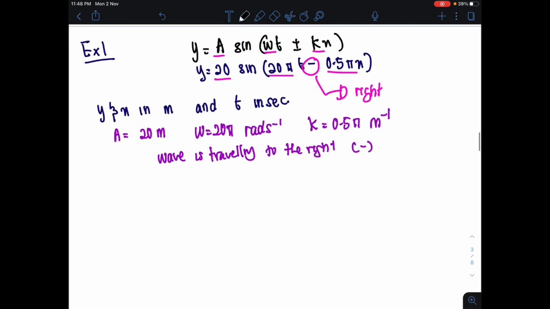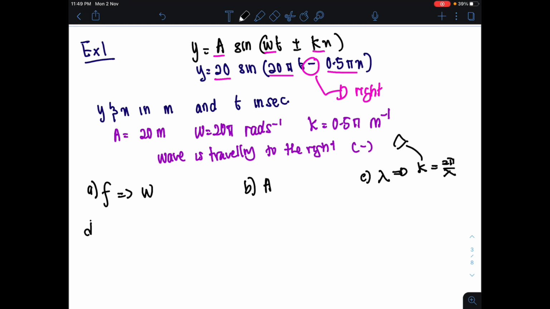Okay, so now to answer the question, I'm going to read the question. The first question is to find the frequency. We know frequency can be found using the equation of omega, and we have already identified omega. Question B asks to find the amplitude, which we have also already found by comparison. Question C asks to find lambda, the wavelength. You can find lambda using the equation of k, where k is equal to 2π over lambda. We have already deduced k here.